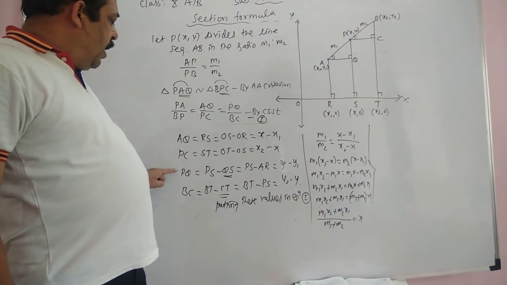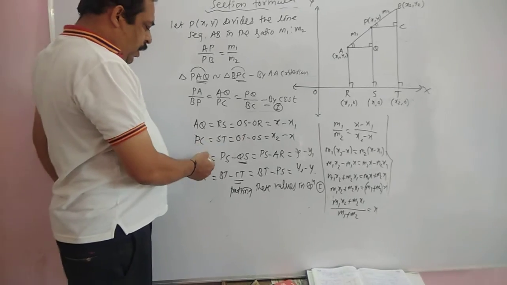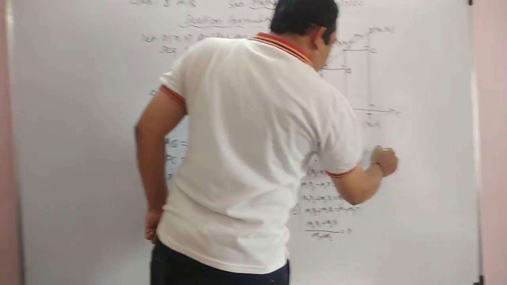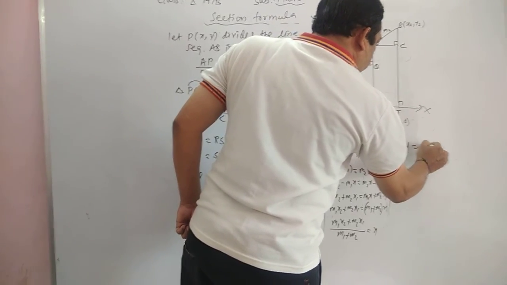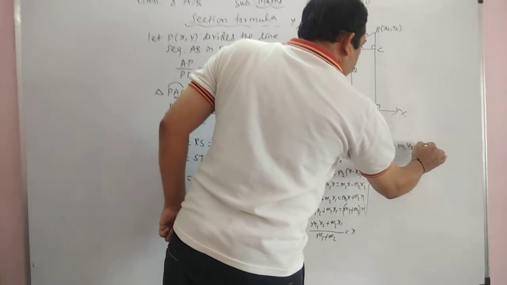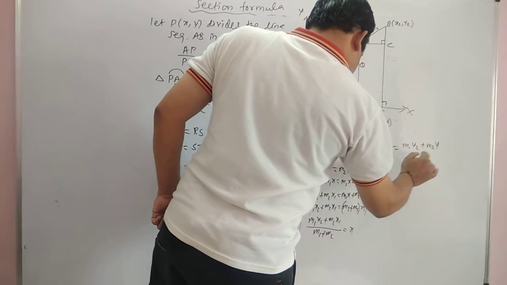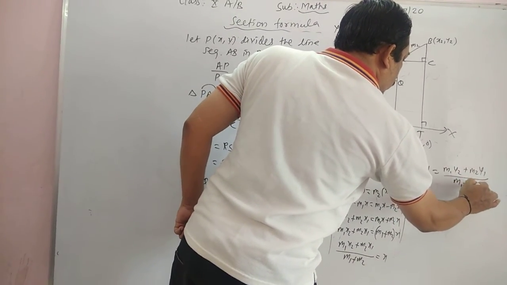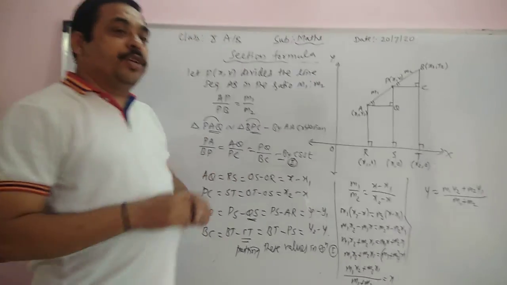And similarly, by putting the values of PQ and BC in this equation, after simplifying we will get the value of y as (m1 y2 plus m2 y1) upon (m1 plus m2). This is called the section formula.